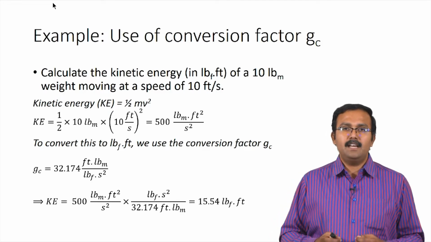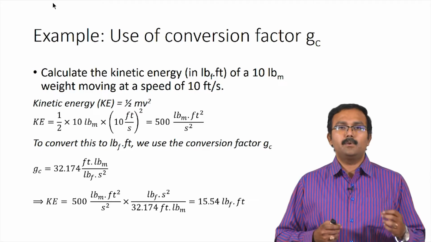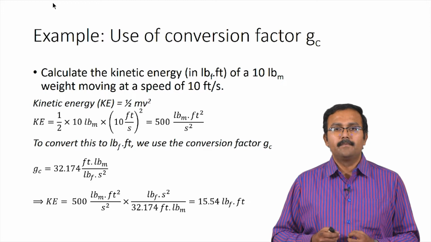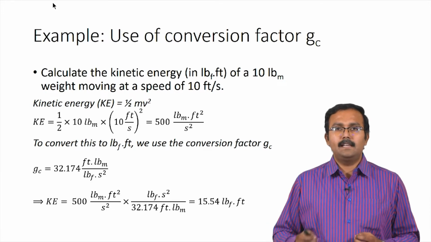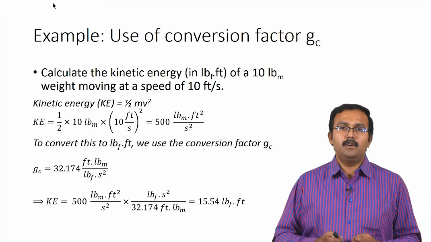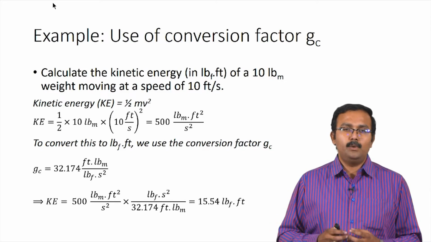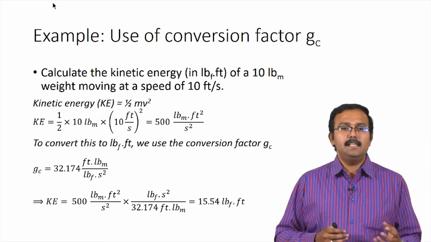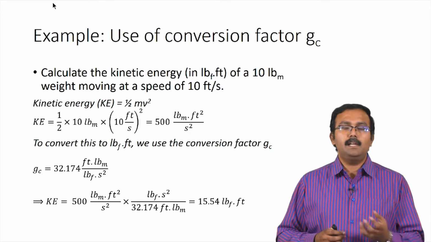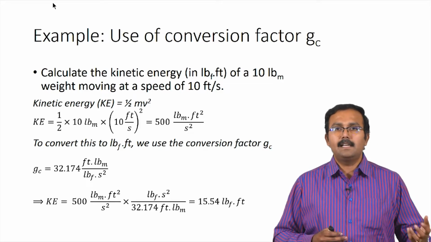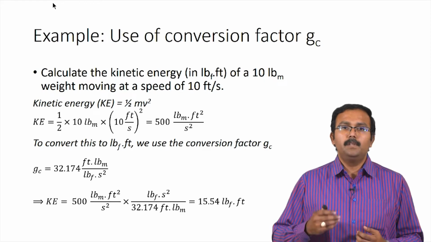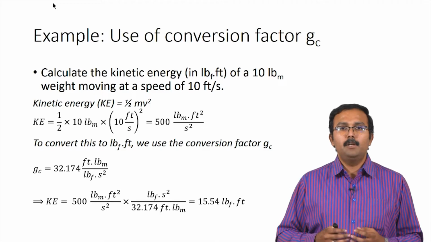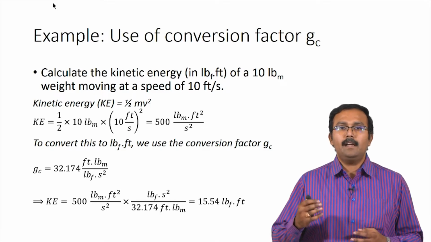So, basically what we have done here is divided the kinetic energy, which was calculated in terms of pound mass feet squared per second squared, by gc, giving you a final value for kinetic energy as 15.54 pound force times feet. Hopefully with this you understand how to apply this conversion factor. If you can remember that gc is numerically equal to the acceleration due to gravity at sea level at 45 degree latitude, with the units of feet pound mass per pound force second squared, you would be able to apply this appropriately to make all the conversions.